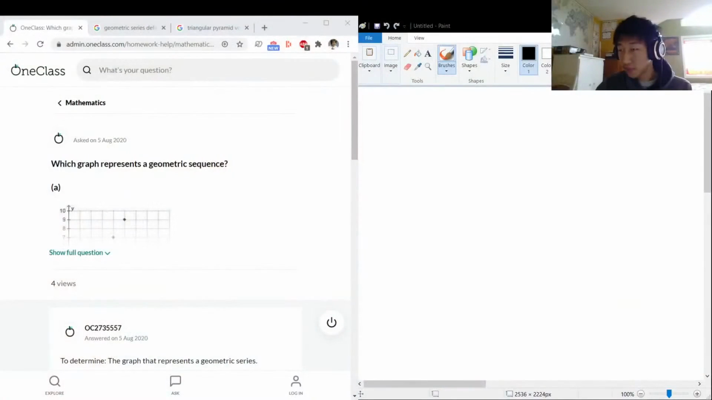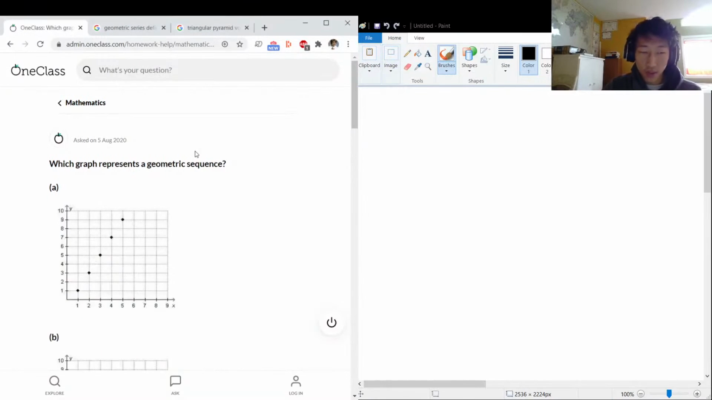Awesome, so let's get started with the questions that we have today. Just gotta switch over to my screen. Nice. So here is the first question that we will be solving today. The question asks, which graph represents a geometric sequence?